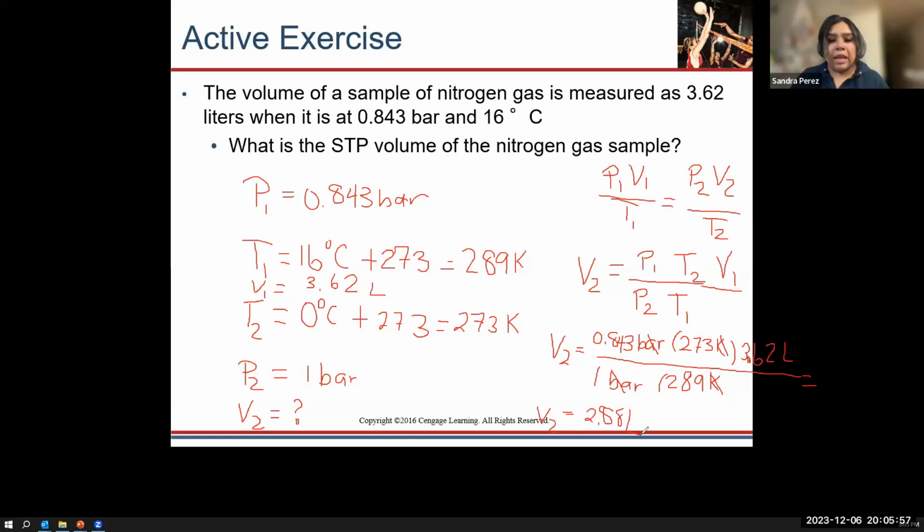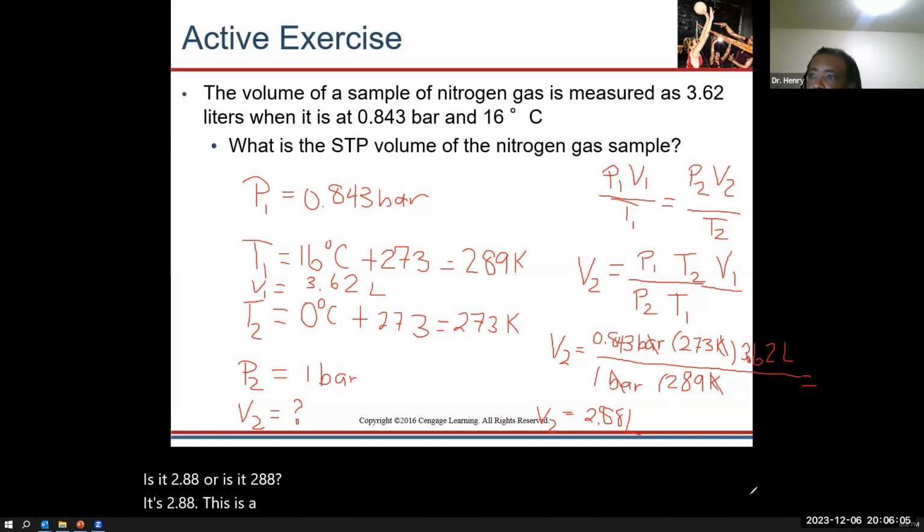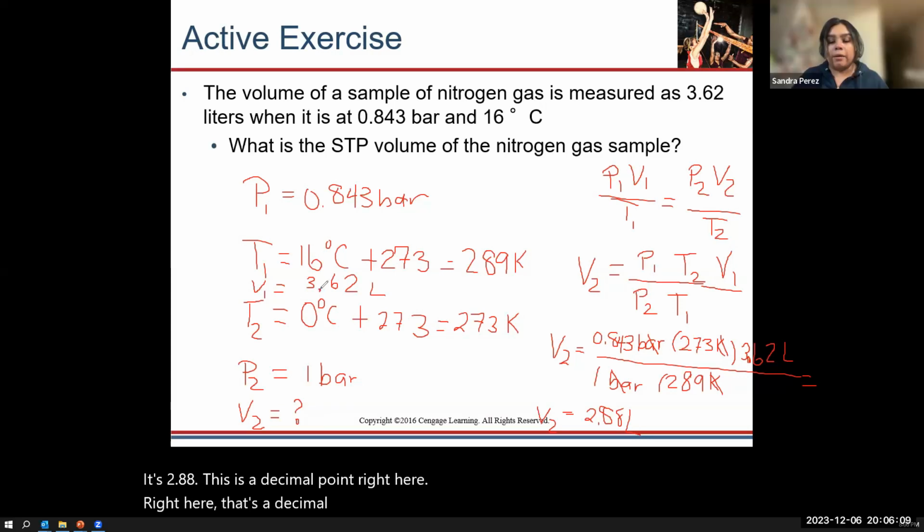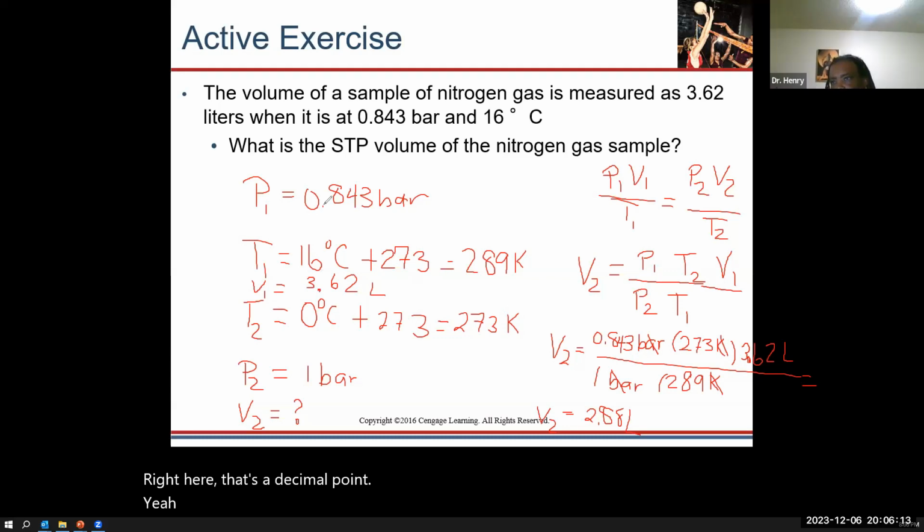Is it 2.88 or is it 288 liters? It's 2.88. This is a decimal point right here. Right here, that's a decimal point. Okay. Yeah, sometimes when I draw it, they don't show up well.